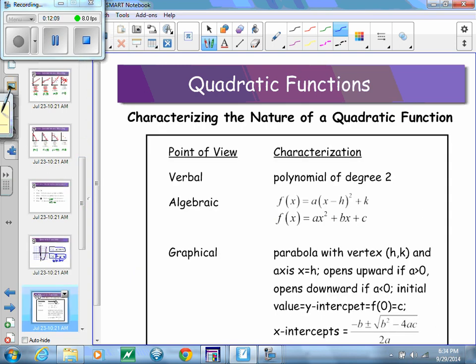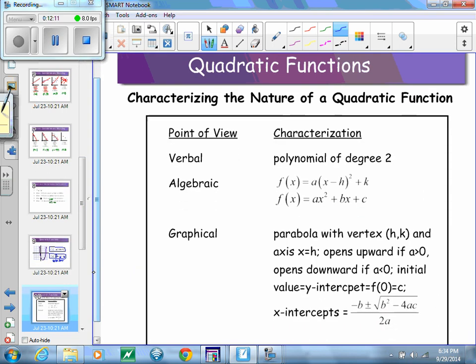So looking at just the characteristics of a quadratic function, this is a polynomial of degree 2, and there are 2 different ways that we can write this out, either in vertex form or standard form.